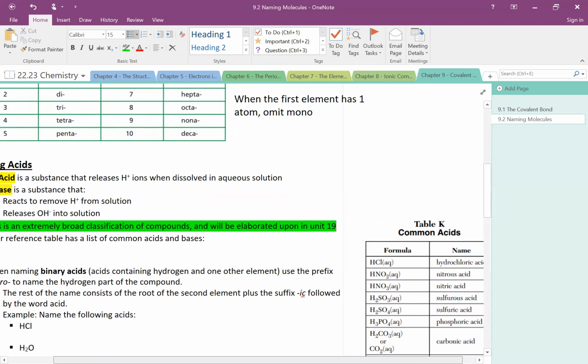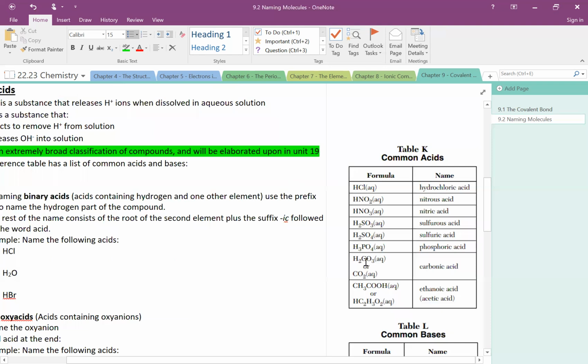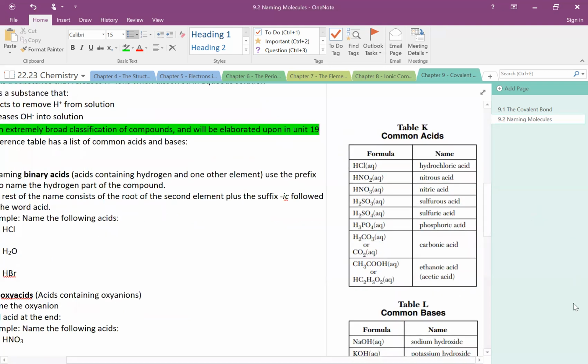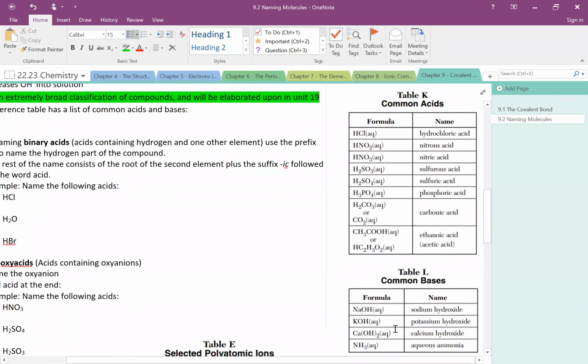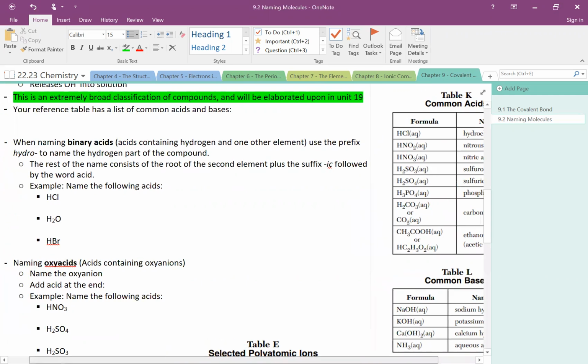If you look in your reference table at Table K and Table L, you'll find some names of common acids and bases. And this is very, very useful. This is going to allow you to skip a lot of steps when you're trying to name acids here. So please make sure you're using a reference table to look at these things.